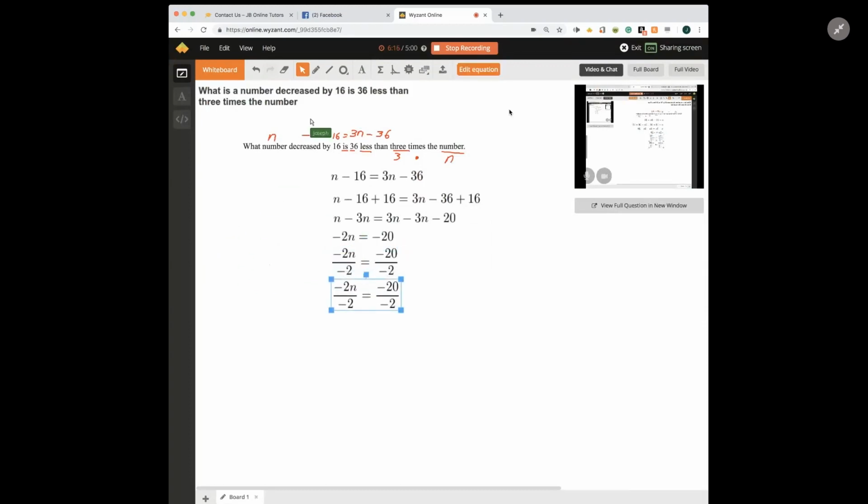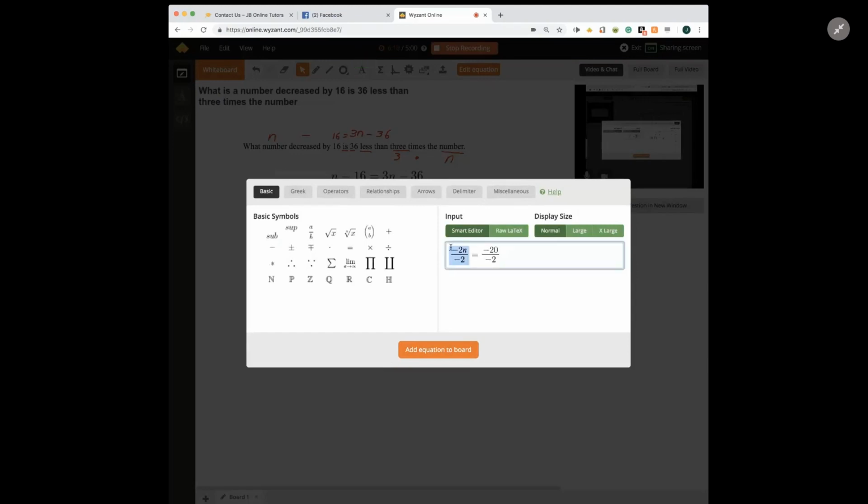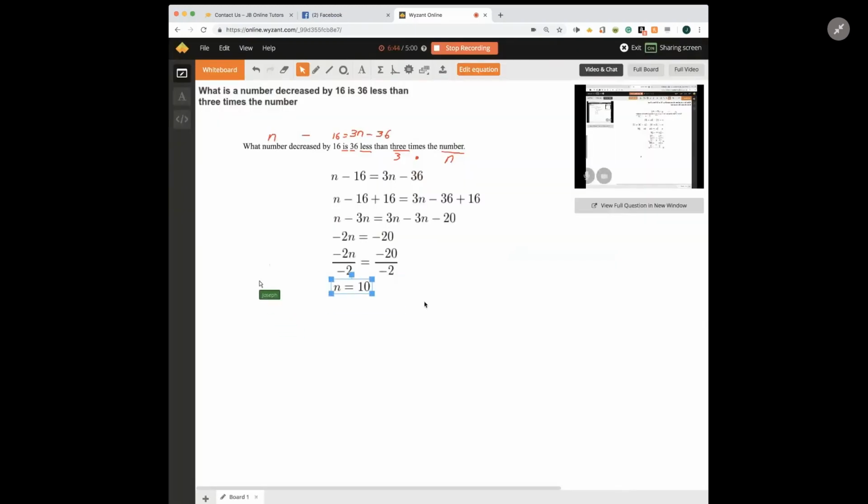And finally, when we simplify this, on the left side, anything divided by itself is 1. So this is basically negative 2 over negative 2 times n, which is just negative 2 divided by negative 2 is 1. Anything times 1 is itself. It's just n. And if we have a negative divided by a negative, we get a positive. So this is essentially 20 divided by 2, which is 10. n is equal to 10. So that's our number, which if we decrease it by 16, will be the same as if we take 36 less than the number.